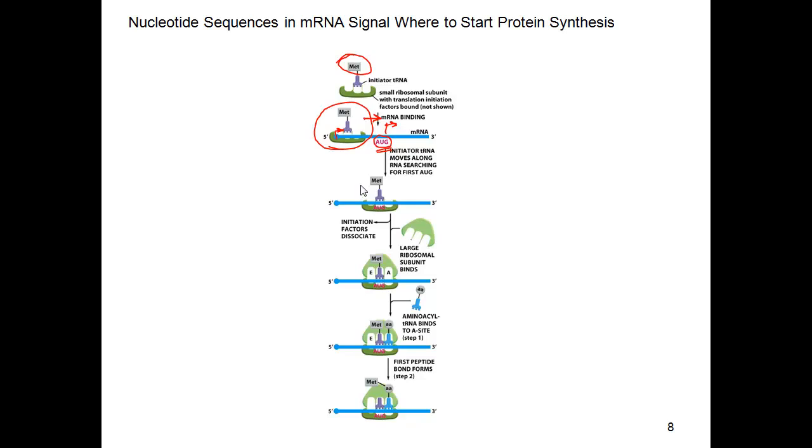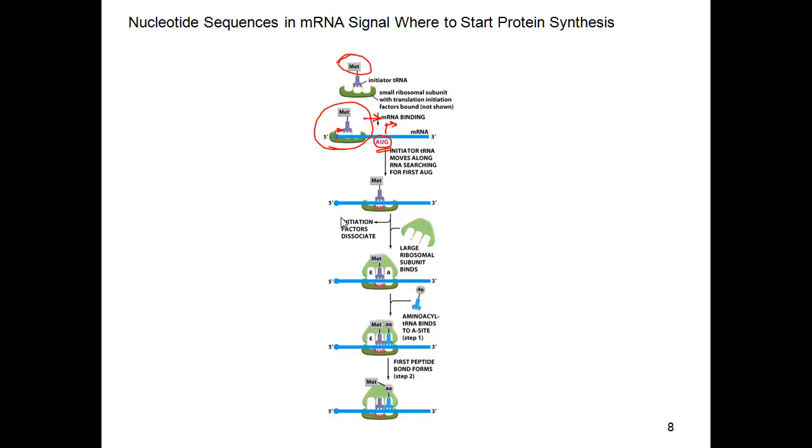It's a current puzzle that it's not always the first AUG that will be encountered that will be the translation start site. Sometimes the complex only starts on the second or third AUG, and that's still a question of active inquiry that we don't understand, how the ribosome figures out which is the correct AUG for starting.